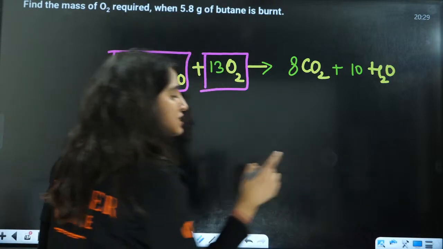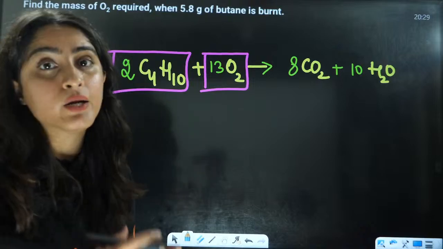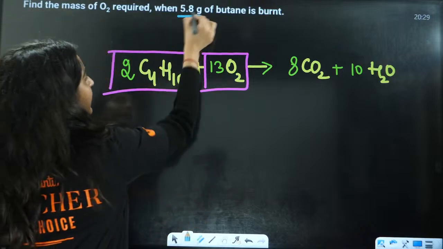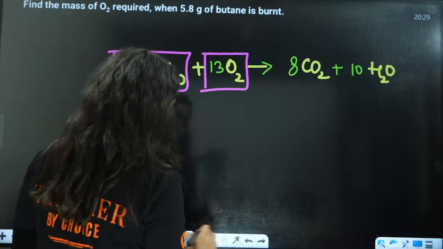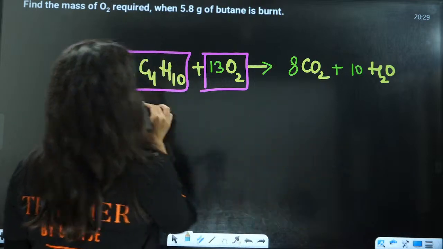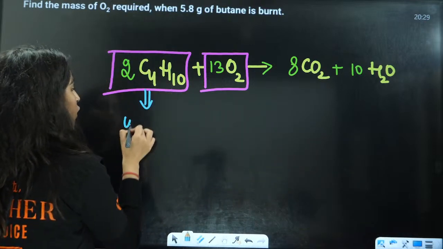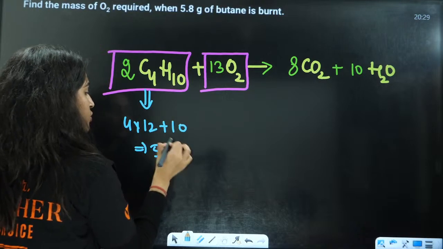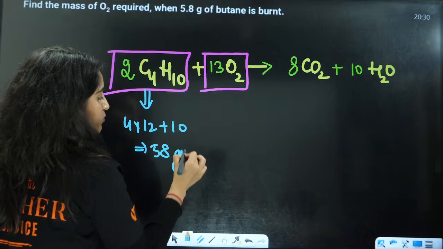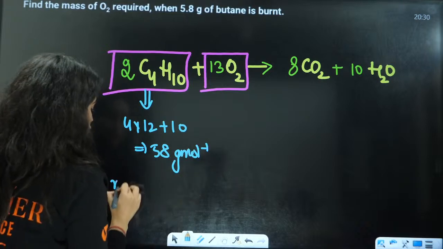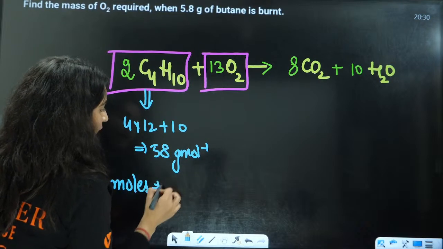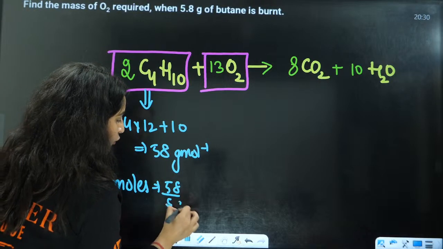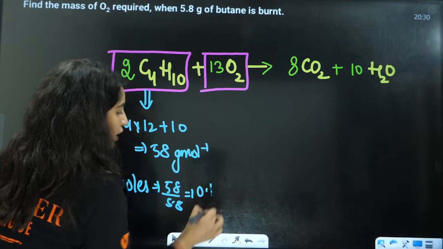So now, firstly convert everything that you are given into moles. This is 5.8 grams of butane. Now convert this into moles. The molar mass is 4 into 12 plus 10, that is 58 gram per mole. So the moles here will be 5.8 by 58, that is 0.1 mole, right?